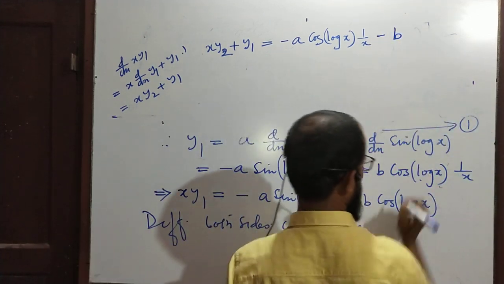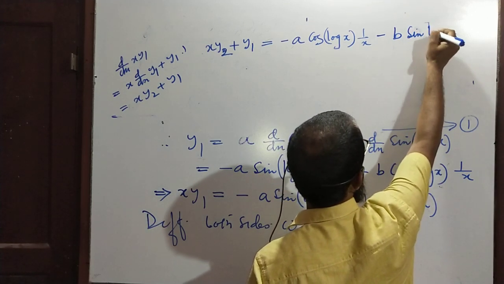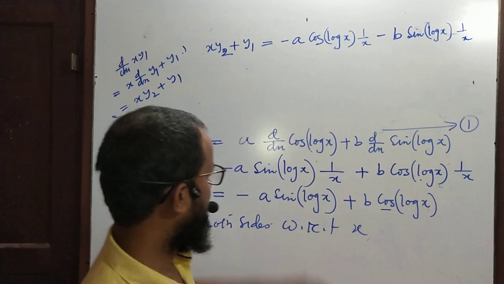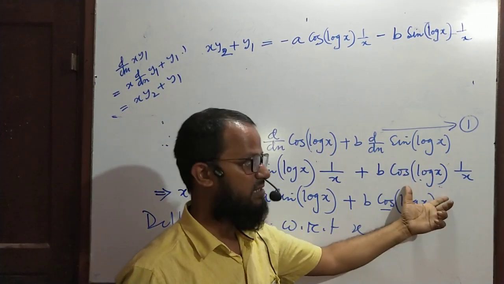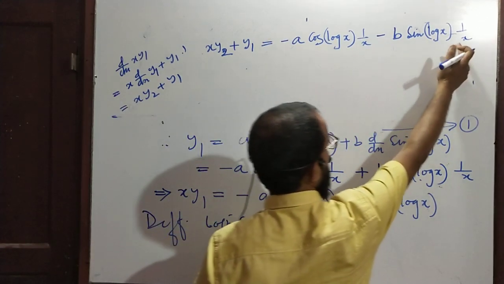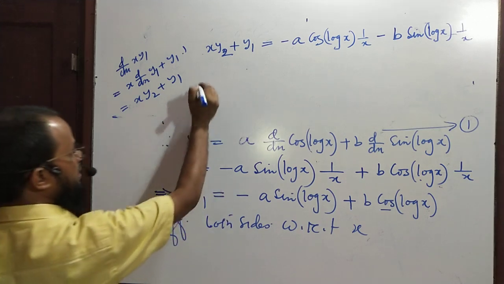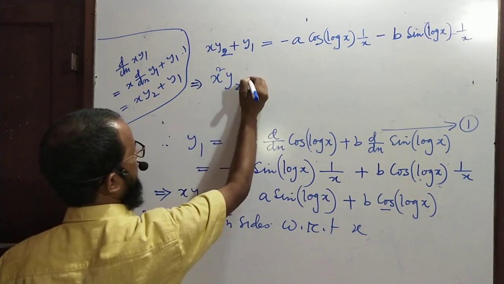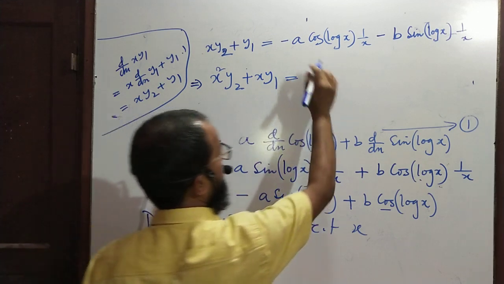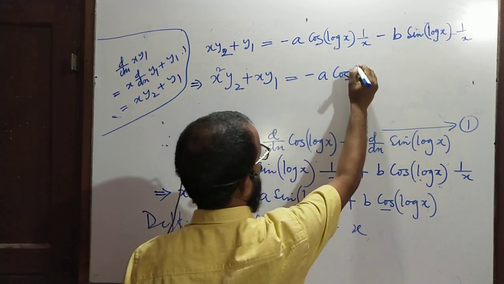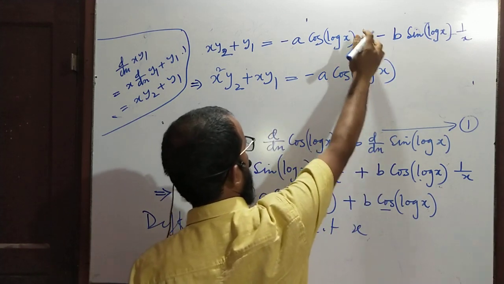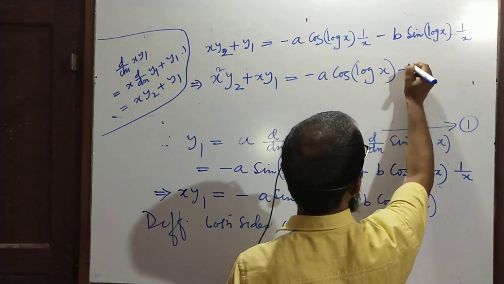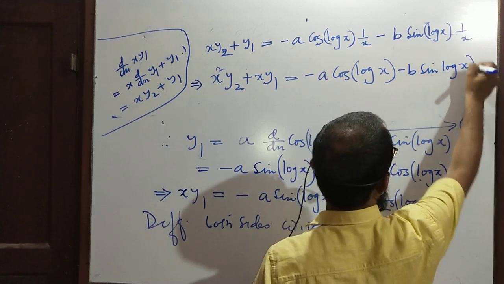b is constant, d/dx of cos means sin log x, and again the derivative of log x is 1 by x. We have already done the derivative of cos log x and sin log x, so I am not going to explain again. Now 1 by x is there, so multiplying both sides by x, you get x square y2 plus x y1 is equal to minus a cos log x minus b sin log x, since 1 by x and x cancel.